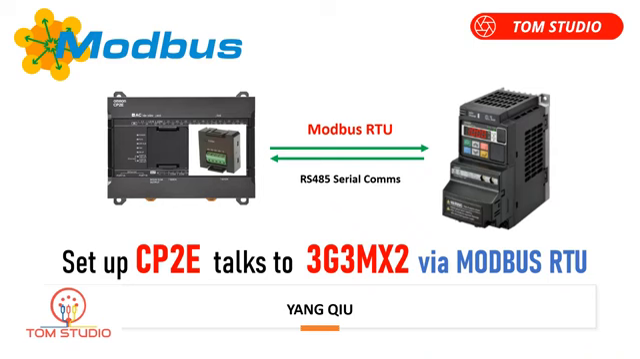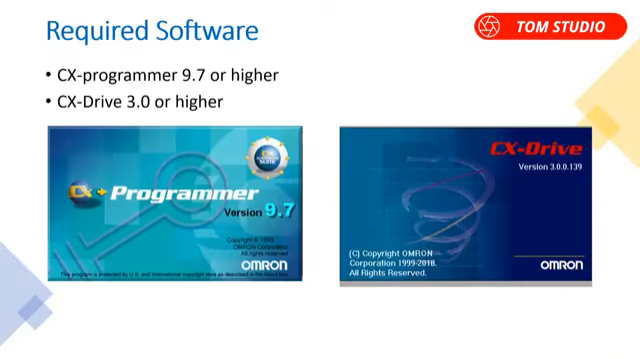So let's get started. Required software: CX-Programmer 9.7 or higher, CX-Drive 3.0 or higher. Of course, if you are good at 3G3MX2 VSD settings, you can also utilize the keypad to input all of the settings. Important: it is necessary to use the new version of CX-Programmer. The old version of CX-Programmer doesn't support CP2E series PLCs.